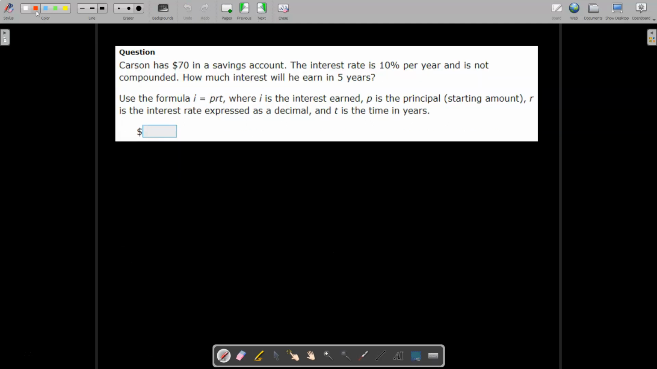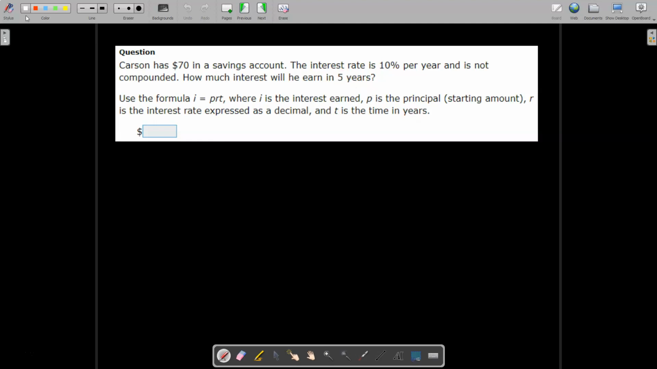Let's go ahead and look at our next question. Check that one out. Carson has $70 in a savings account, so 70 is going to be our starting amount. That is our principal. The interest rate is 10%. We're going to write that as a decimal, move that decimal over 2 places, so it's 0.1. And that is per year. It's not compound. How much interest will he earn in 5 years? So there's our time, right? Time's measured in years. We have 5 years.